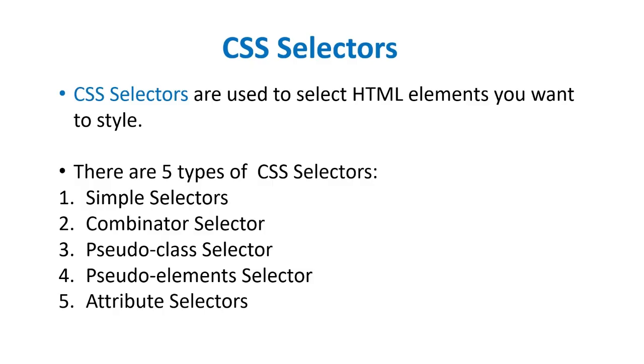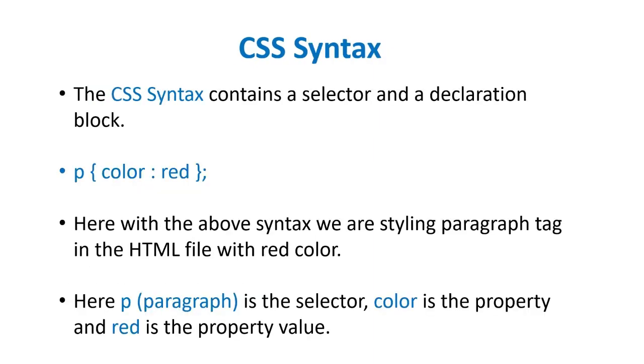There are 5 types of CSS selectors: simple selectors, combinator selector, pseudo-class selector, pseudo-element selector, attribute selectors. We will learn about all these selectors one by one in the upcoming videos.